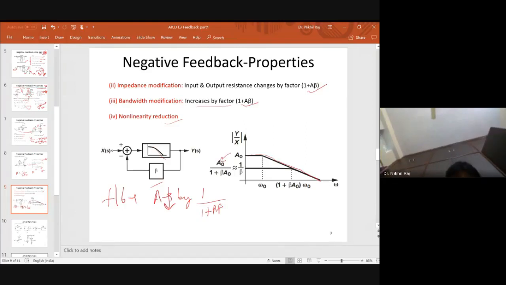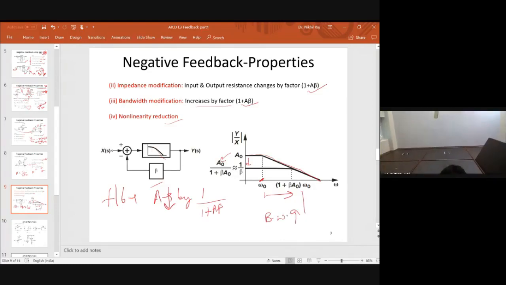Now when the gain is reduced by this factor, what will happen? The bandwidth, where the original dominant pole is omega naught, will shift to the right side. And then what will happen? My bandwidth will now be increased. So my bandwidth gets increased here.